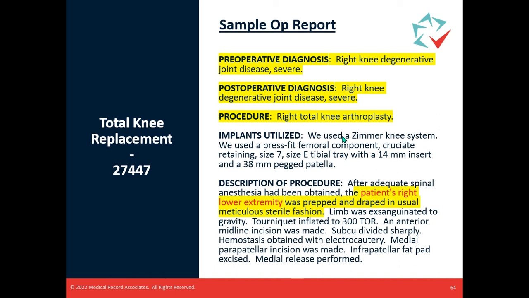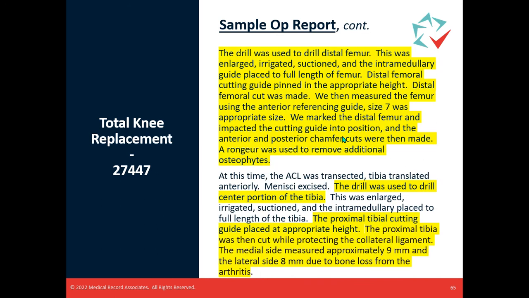Now down in our description, the patient's right lower extremity is prepped and draped in the usual meticulous, sterile fashion. A drill is used to drill the distal femur. This was enlarged, irrigated, suctioned, and the intramedullary guide placed to full length of the femur. So this is a device that's being placed on the bone to help guide the cutting, the resurfacing and reaming of that femur.